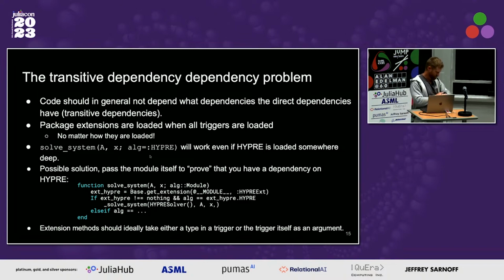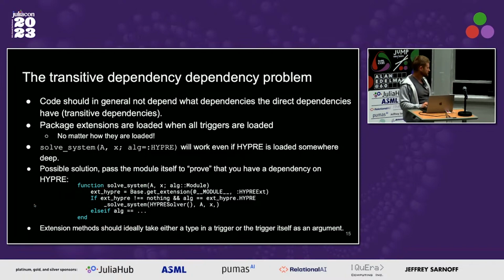So if we tweak the code a little bit here, we have the solve_system again. But this time, instead, the algorithm is a module. And then what we can do is get the HyperExtension module here, and if that is not nothing, and our algorithm is the same as the Hyper module inside the extension, then we're okay to do this, because the user has now proved that they have a direct dependency on Hyper. So if the API is like this, you don't risk relying on what dependencies other packages have.